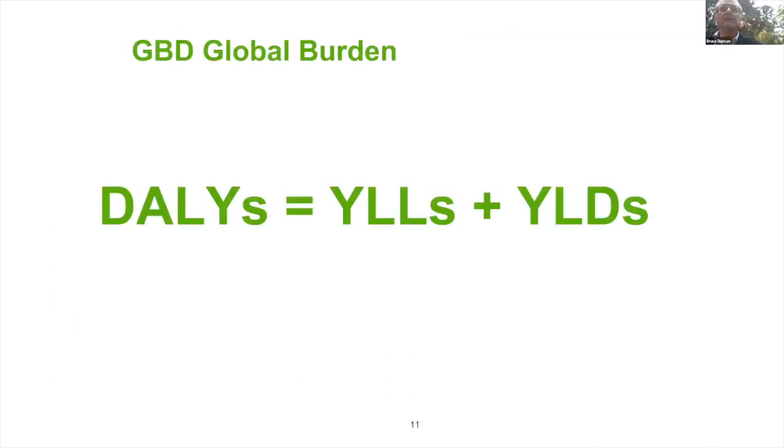And then to get DALYs, now it's simple. You just sum the YLLs and the YLDs, and you have an estimate in years of life lost due to disease for a given disease, for a given population, for a given risk factor.